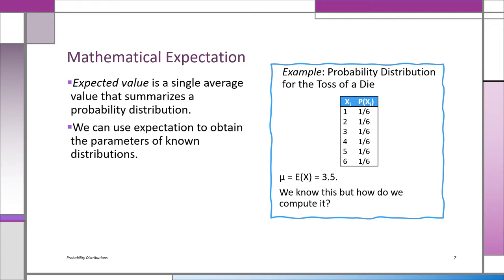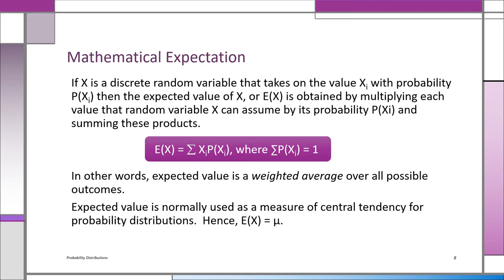We don't really want to use intuition in order to figure out the expected value of a distribution. It's easy with a die, but with other distributions, it may not be that easy. So we want to be able to use a formula, called mathematical expectation, in order to compute that one average value, that long-term average over the whole distribution.